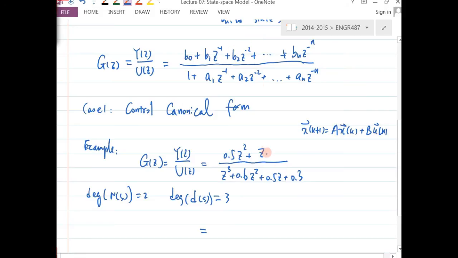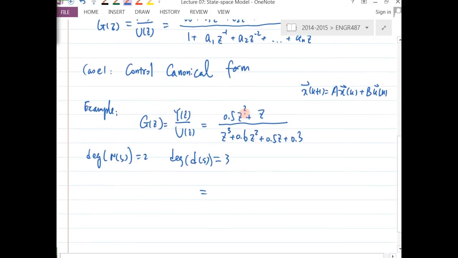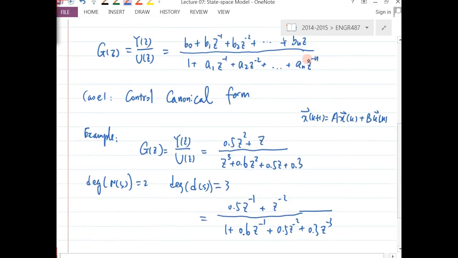Now, this format is not exactly what I've written in the general model, so let's divide both the numerator and denominator by z cubed. What do we get? The numerator becomes 0.5 z to the power negative 1 plus z to the power negative 2, and the denominator becomes 1 plus 0.6 z to the power negative 1 and so on, down to z to the power negative 3. Now this is exactly in the format of the general model here.